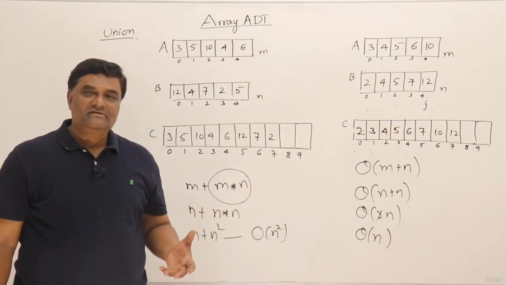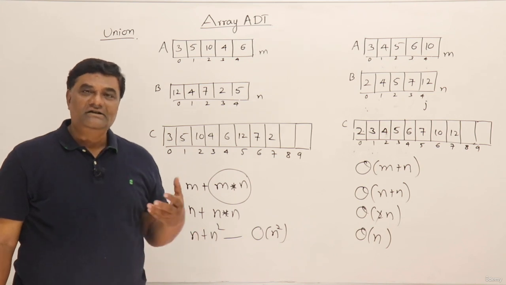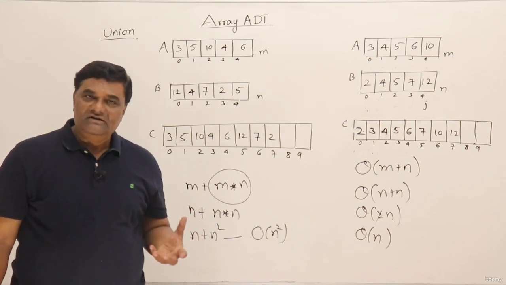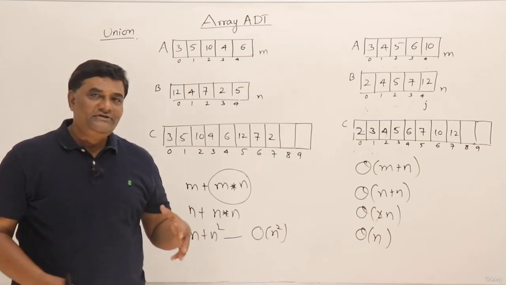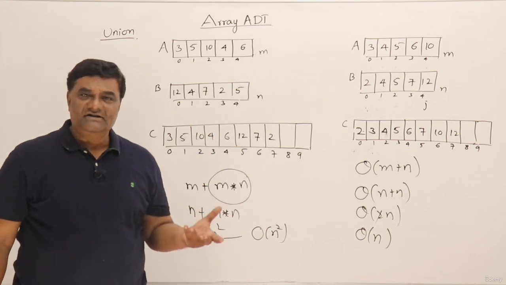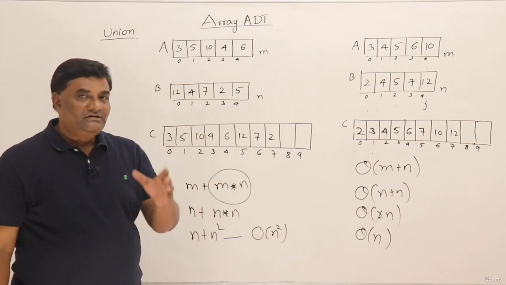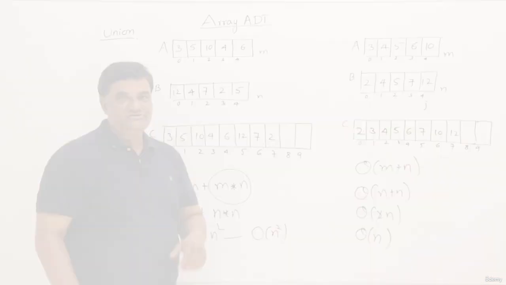Now next is intersection and difference. We don't have to learn much there. Already we know how to perform union. They are similar with some changes. Now let us look at intersection.